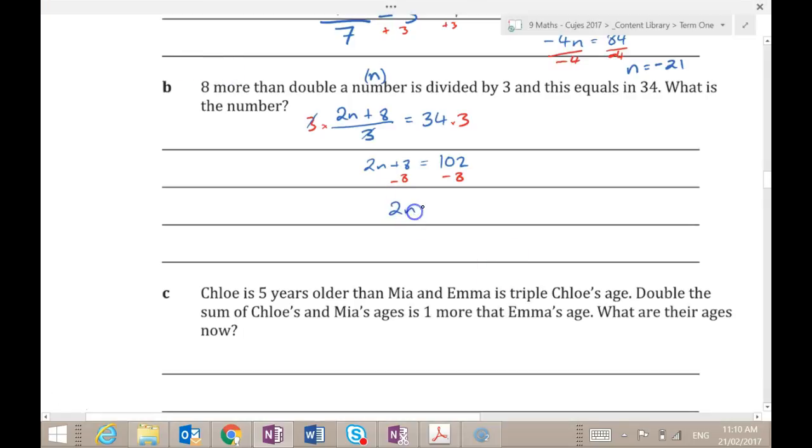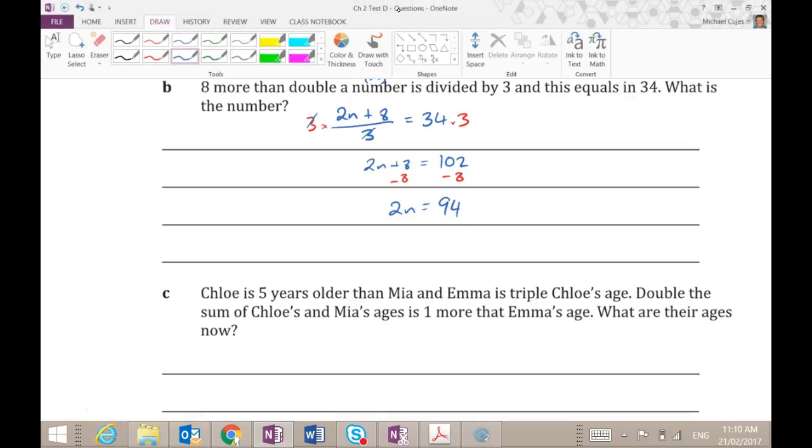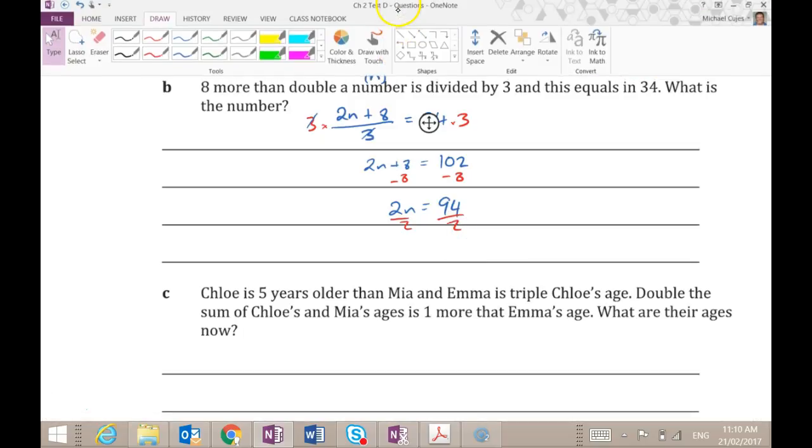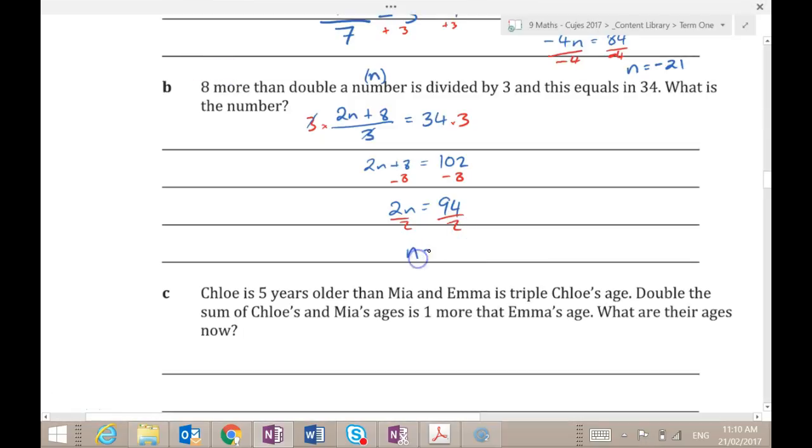And I have 2n equals 94, dividing by 2, n is equal to 47. 8 more than double that number, 94 plus 8, 102. Divide that by 3, and you get 34, so you know you got it right.